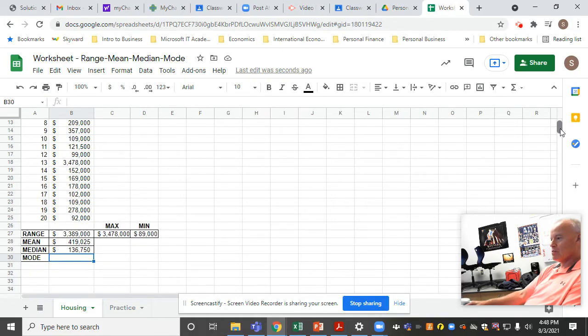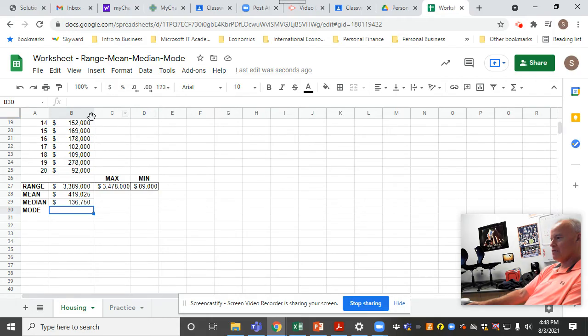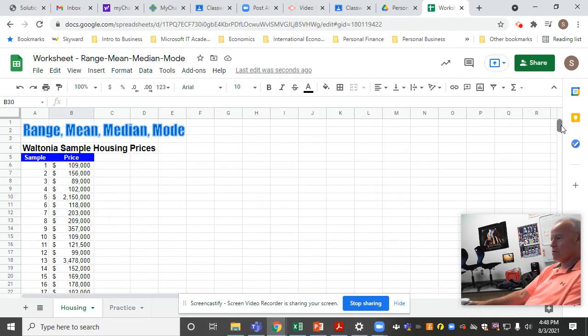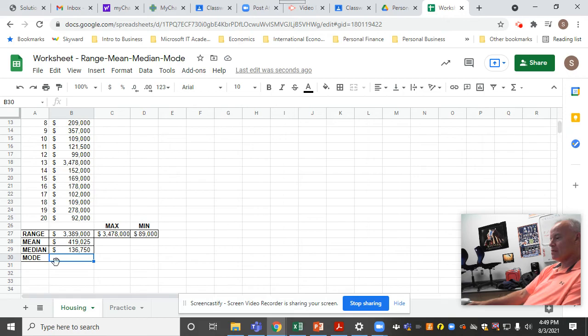Now, you don't see a 136,750. It would actually be an average of the middle point of probably 121,000 and 152,000. Average those out. I think that's where the median came from. Well, 121,500, right? Anyway, there you go. So I don't have an actual number. I have to take the average of two numbers, which are right in the middle. Excel did that for me.